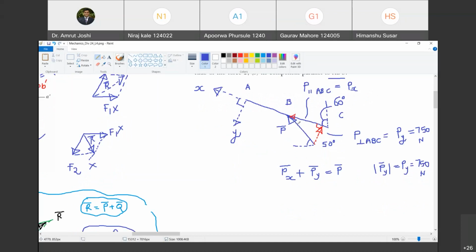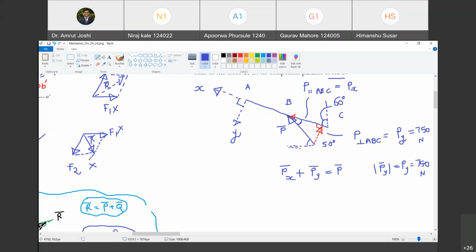Okay, so now tell me, I want to find out the component of P parallel to ABC. So should I be knowing this angle? And how do I calculate that angle using geometry? Tell me. Sir, it will be 50. How? No, it is not an alternate angle, because 50 is the angle made by P with reference to the horizontal. Are you with me?